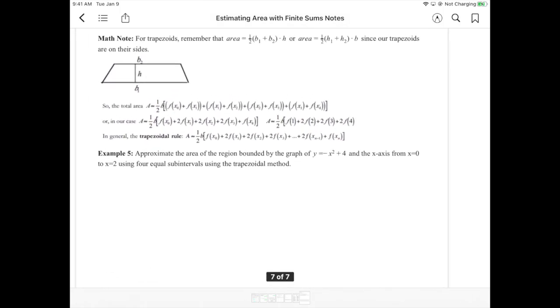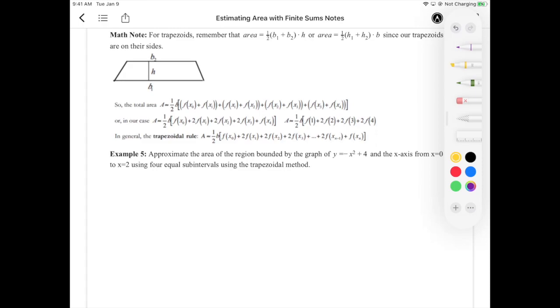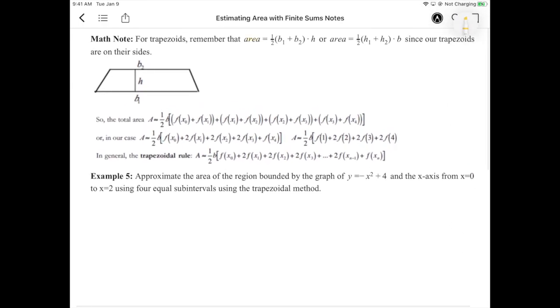Okay, so they give you this kind of review of the area of a trapezoid at the top. It reminds you that, well, maybe you weren't even aware of this, but the area of a trapezoid is 1/2 the bases. So it kind of takes the averages of these bases, 1/2 base 1 plus base 2. So it's the averages of the bases times the height.